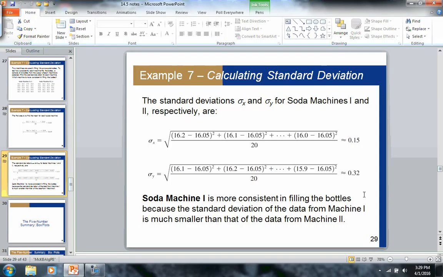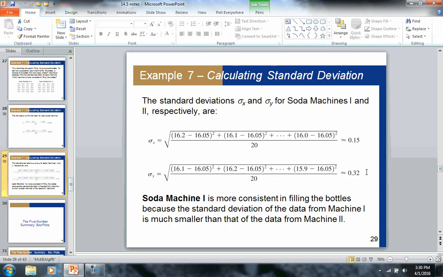So again, even though these machines have the same average, machine 1's samples are more clumped together, so it's more efficient. It's filling them more equally every time. For the second machine, since it has a bigger standard deviation, each bottle has a bigger difference in how many ounces are being filled into each bottle.